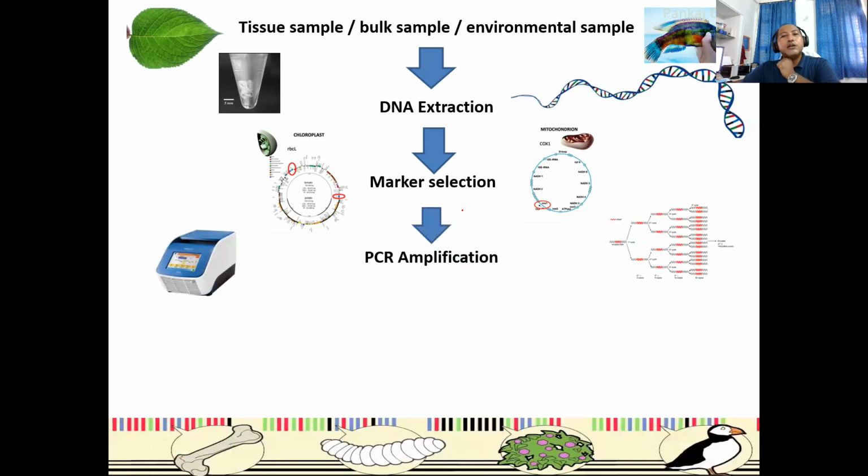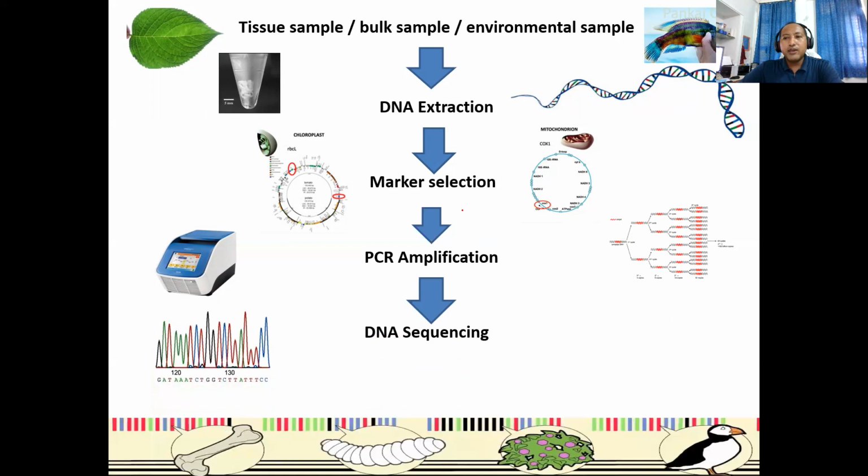So based on some specific set of primers, we try to amplify those RBCL gene or MATK gene or COX1 gene using PCR amplification, using polymerase chain reaction. Then after amplifying, we check whether the desired product is amplified or not. We check it in agarose gel electrophoresis. Then we go for DNA sequencing of the amplicon with the same set of primers which were used for PCR amplification.